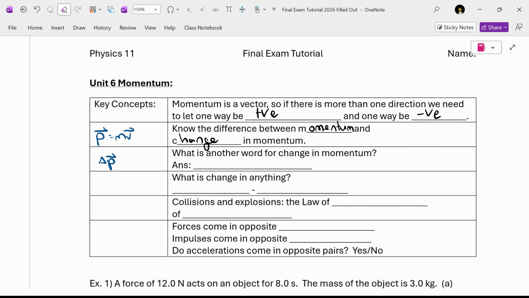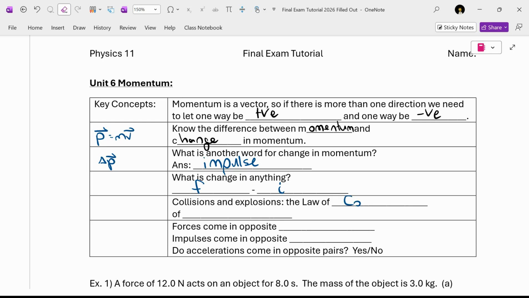So a lot of people kept calling either this momentum, it's the change in momentum, which means the only way that occurs is if momentum is changing, if there's a difference. What's another word for change in momentum? Starts with an I. And what's change in anything? I'm going to abbreviate F minus I. And so that gave us our impulse equation, which ended up becoming mv final minus mv initial and force times time. Collisions and explosions. If you see a collision or an explosion, there's two masses.